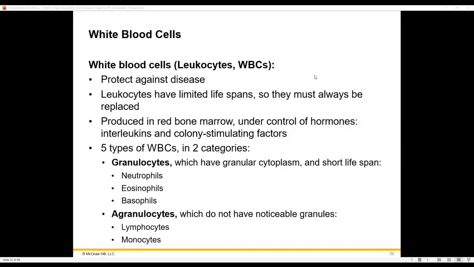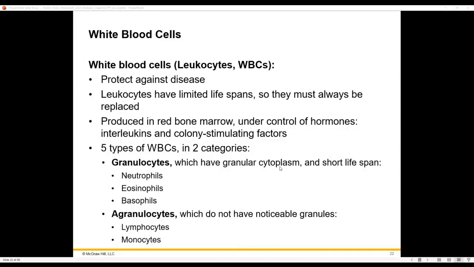Okay, white blood cells, also called leukocytes. They protect against disease. Leukocytes have limited lifespans, so they must always be replaced. And they're produced in red bone marrow under control of hormones, interleukins and colony-stimulating factors. 5 types of white blood cells are found in 2 categories.